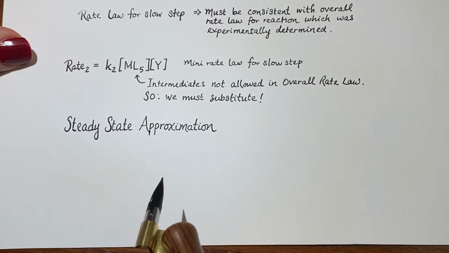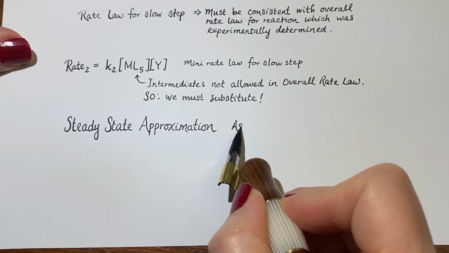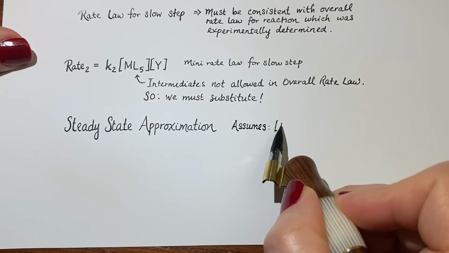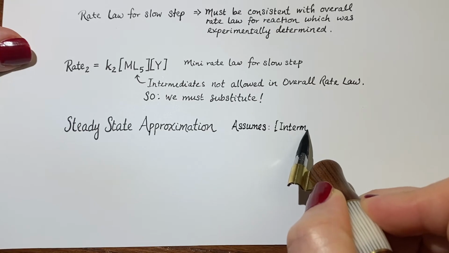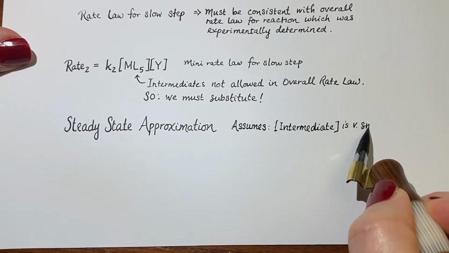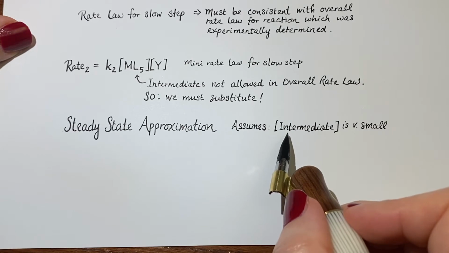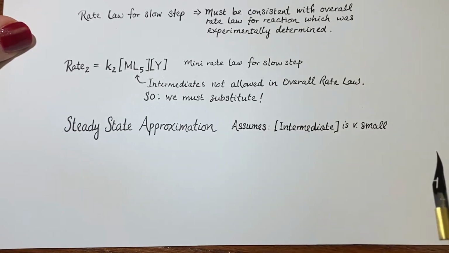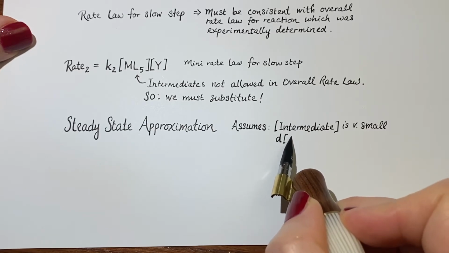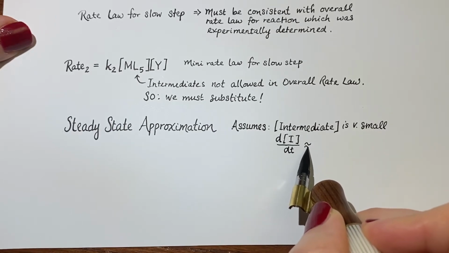The steady state approximation, what it's saying, is that it's making a couple of assumptions. Okay, so it assumes that the concentration of the intermediate is very small. And it also assumes that the change in the concentration during the reaction is close to zero. So we can also say the change, and I'll just call it I, is approximately zero.